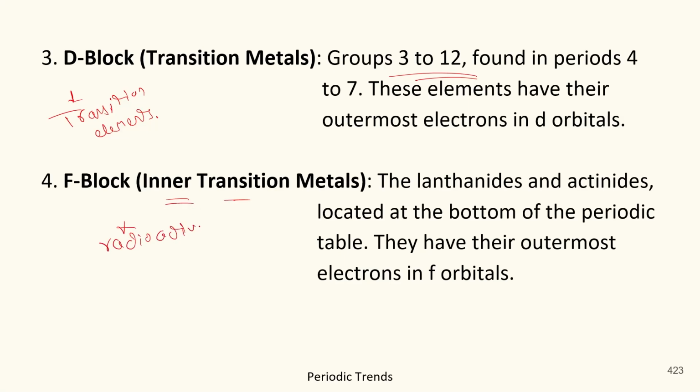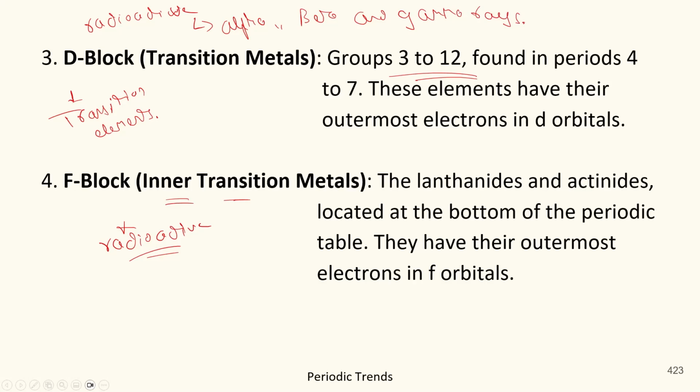They are normally radioactive, and radioactive basically means those elements which emit alpha, beta and gamma rays. Just write down this. Radioactive elements are those elements which emit alpha, beta and gamma rays, and they basically found their place in the F block of the modern periodic table. Got it? Now let's have a discussion over some trends of the modern periodic table.